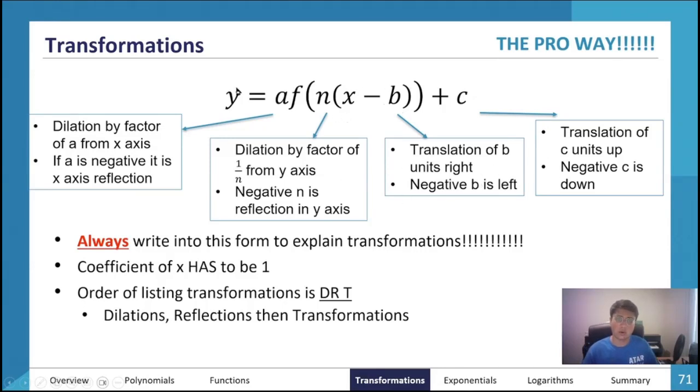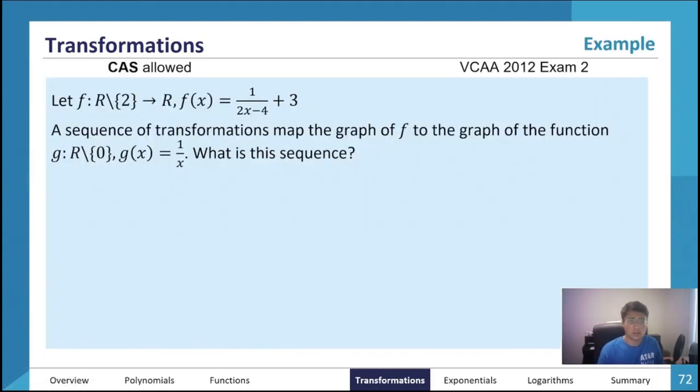Note here that the order of transformations is dilations, then reflections, and then translations. I think it's better we go into an example, and that'll help us better understand what's going on. Okay. So a sequence of transformations maps the graph of f to the graph of the function 1 over x. What is this sequence? So in this case, we're going from this graph to this graph here.